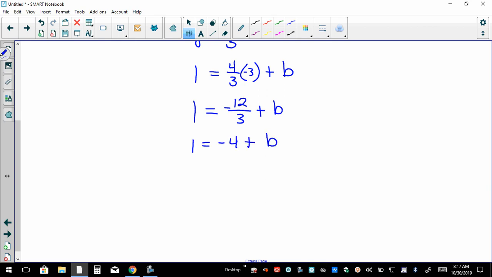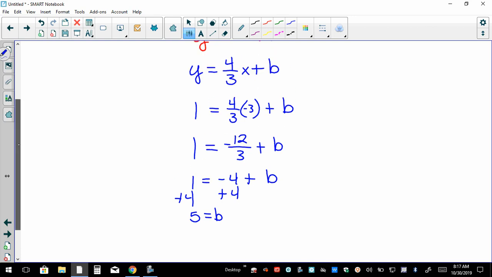Now what do I do? Plus 4 on both sides. I get 5 equals b. That's just part of it. So that's my b value. So you take this b value that you solved for, and you plug it in there. So my equation is, we'll do it in green, y equals 4/3 x plus 5.